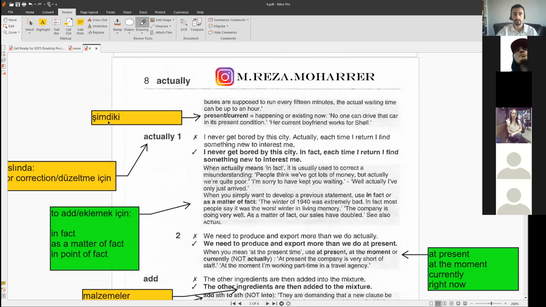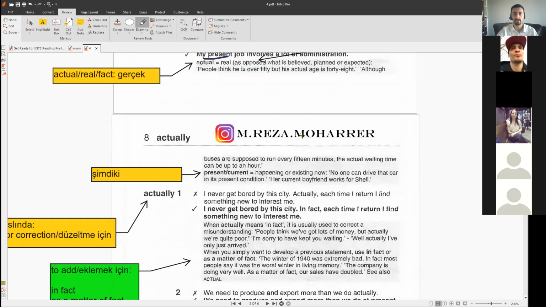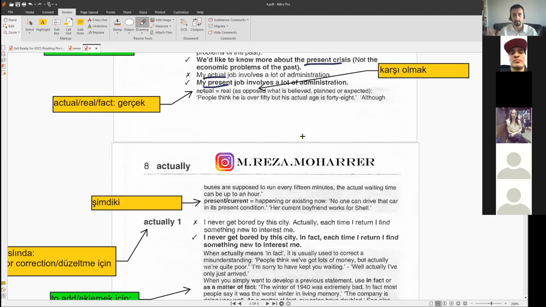Here, present, şimdiki. Present or current: happening or existing now, at the moment, right now. No one can drive that car in its present condition, or her current boyfriend, her present boyfriend works for Shell. So the difference between actual and present: present is whatever we have right now, the situation that we have right now, and actual expresses the opposite ideas.